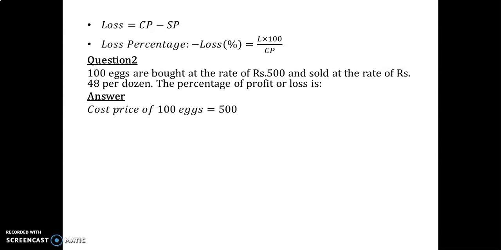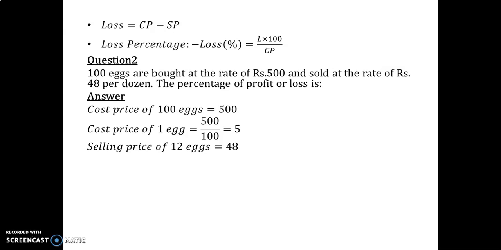Cost price of 100 eggs is equal to 500, that we got from the question only. And the cost price of 1 egg is equal to 500 divided by 100, that is equal to 5 rupees. And the selling price of 12 eggs is equal to 48. 1 dozen is equal to 12 only. So 1 dozen eggs is equal to 48. That means 12 eggs is equal to 48 rupees. So selling price of 1 egg is equal to 48 divided by 12, that is equal to 4.